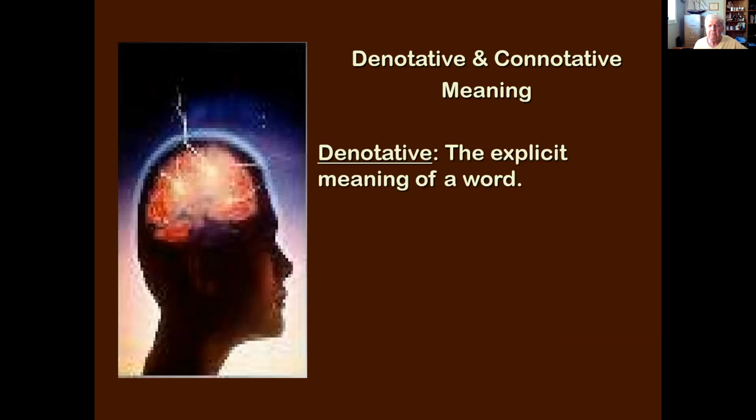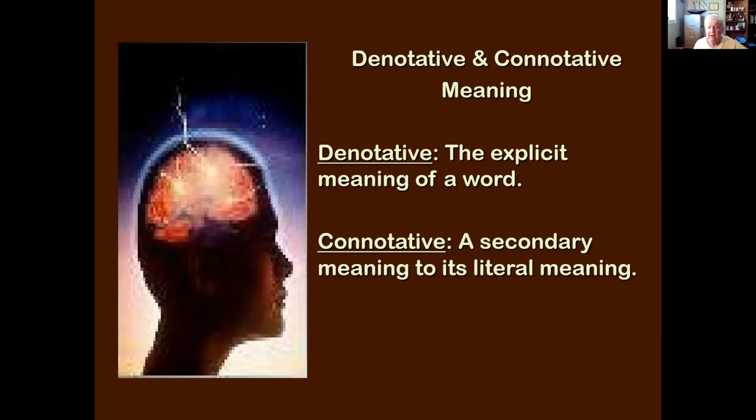Denotative is the explicit meaning of a word. This is what the word actually means. Black actually means a color, a dark color. White is a light, bright color. And they can have a very clear meaning of a word. If I use certain colors, that color comes to your mind.